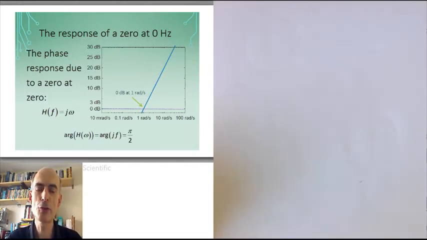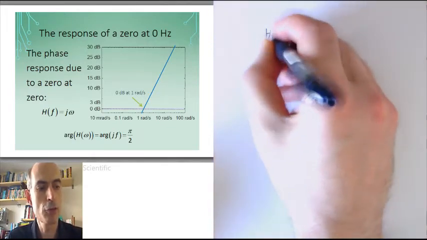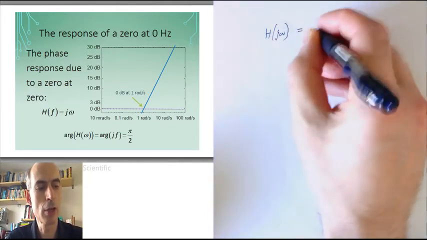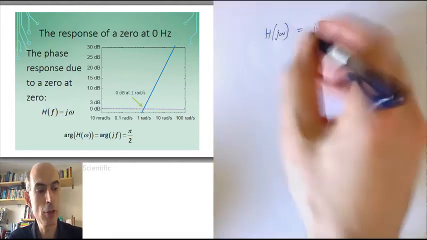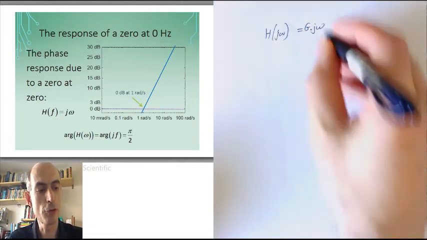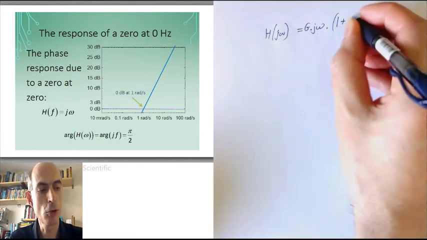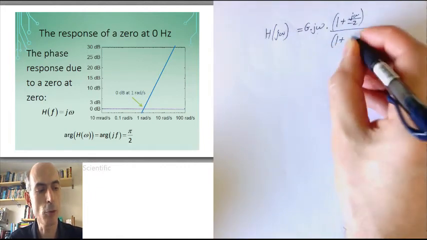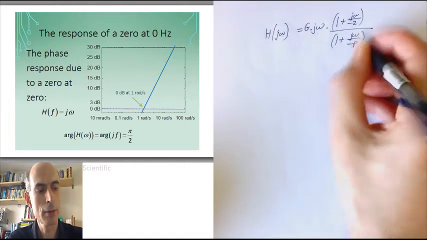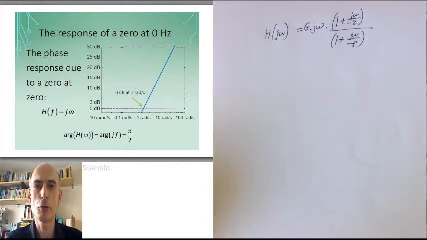Firstly, zeros at 0 Hz. Well, zeros at 0 Hz make a contribution to the overall frequency response H of j omega equals j omega. And it multiplies with the contributions of the gain and all of the zeros and all of the poles. And we've seen this kind of thing before.